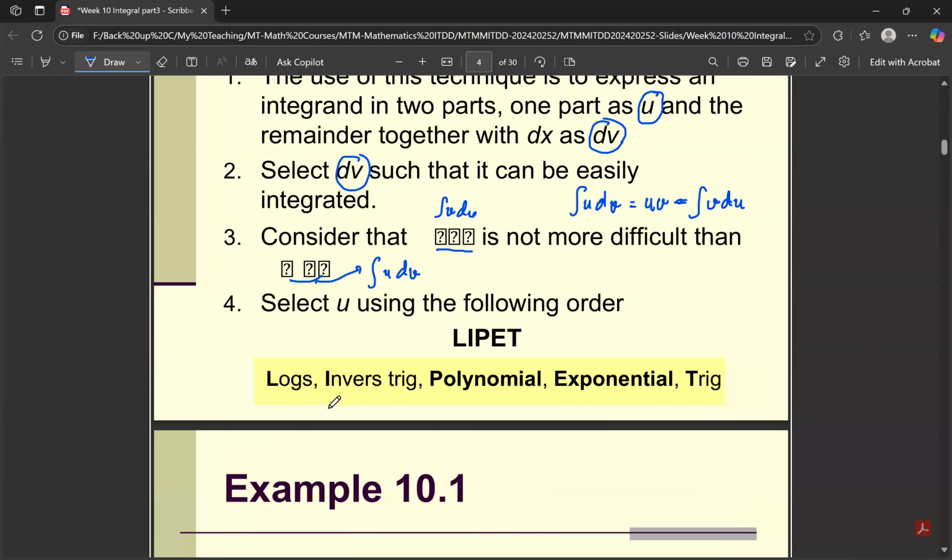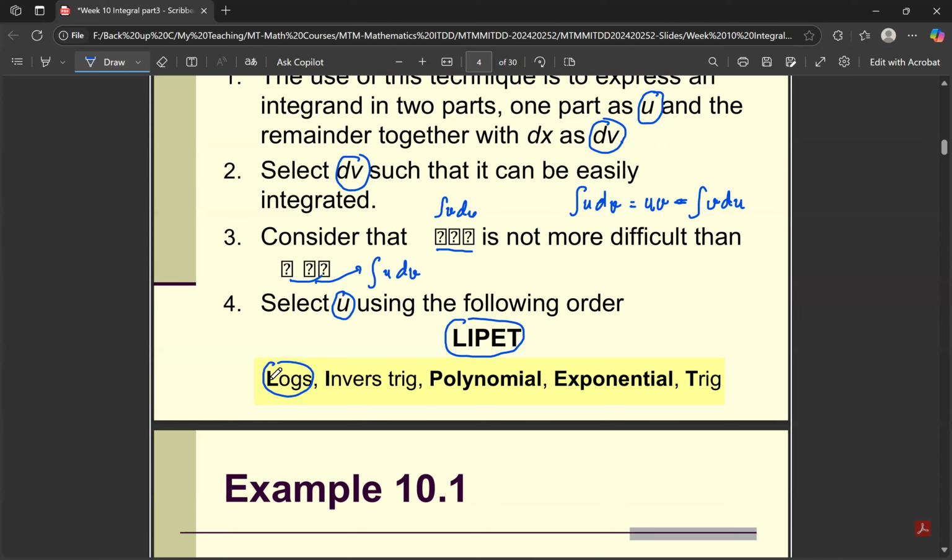Okay. We have some suggestions on how to choose the right u. This is the suggestion, which we call in Bahasa LIPET. This is the priority to choose u, from the left to the right.